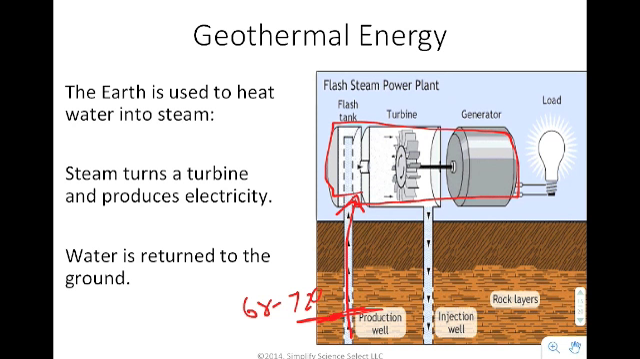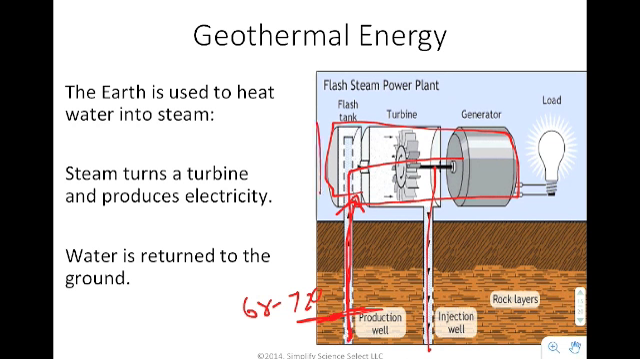Well, you can use this to heat and cool your house, or you can pull this water up, run it through a turbine, cool it down, and pump it back into the earth, and you have this same continuous cycle where you're not using any water and you're not having anything being used up.